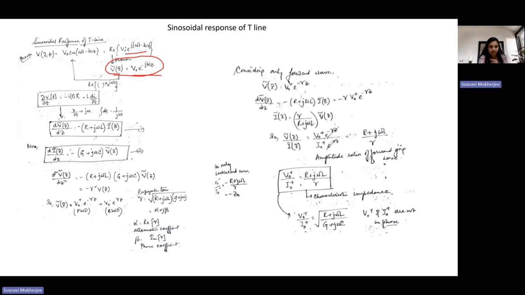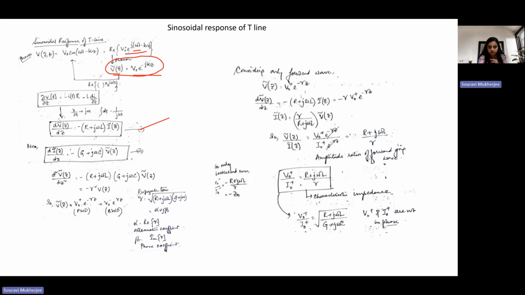So what you get is del V by del Z as a function of time is equal to minus I as a function of time into R minus L dI/dt. Now here, when you do dI/dt, you know that you have this j omega t kind of term, right? So when you do a time derivative, you get a j omega out of it, right? So basically, you get this equation, right?